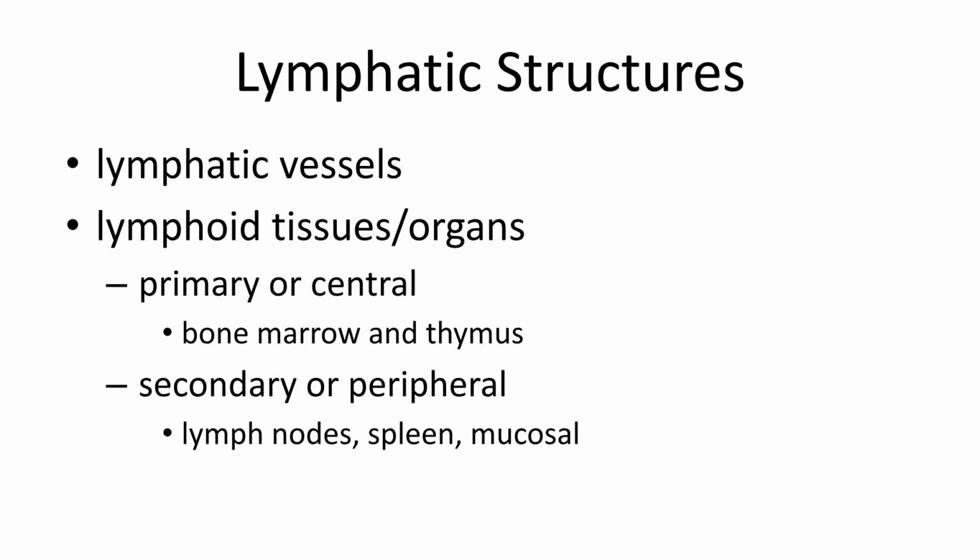Lymphatic structures are divided into lymphatic vessels and lymphoid tissues and organs. Primary or central organs are the bone marrow and thymus. Secondary or peripheral organs include lymph nodes, the spleen, and mucosal tissues.